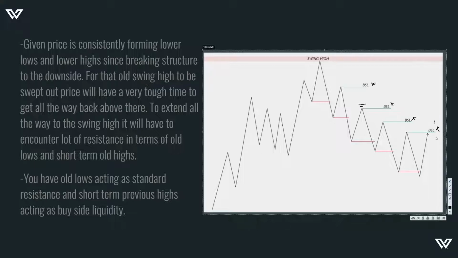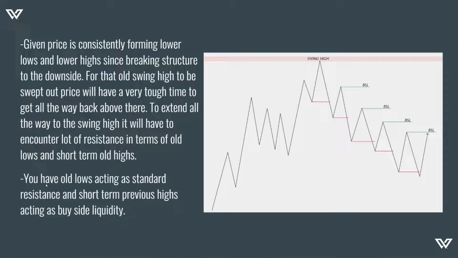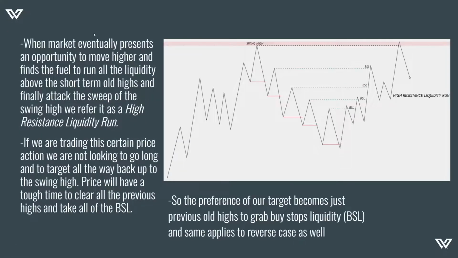So the off chance that price is going to do this straight from here is unlikely, unless you have a lot of liquidity to do so. So you have old lows acting as standard resistance and short-term previous highs acting as buy side liquidity. When the market eventually presents an opportunity to move higher and finds the fuel to run all of the old highs and finally attack a sweep of the swing high, we're going to call this a high resistance liquidity run. So there's high resistance here, liquidity run. We're taking the buy side liquidity and we're going to continue trending. It might not be in this complete fashion, but for the most part it will do something like this.